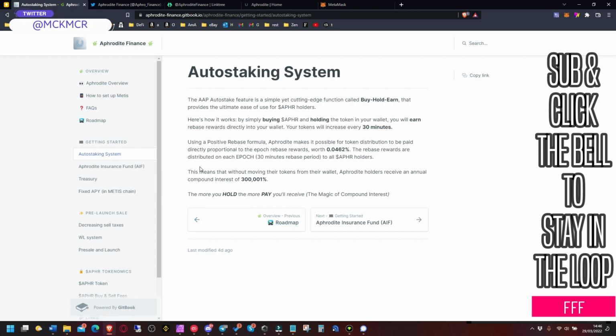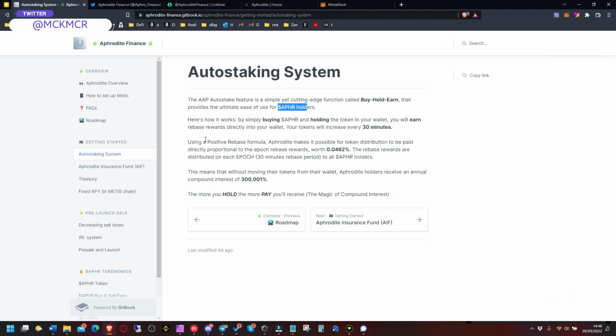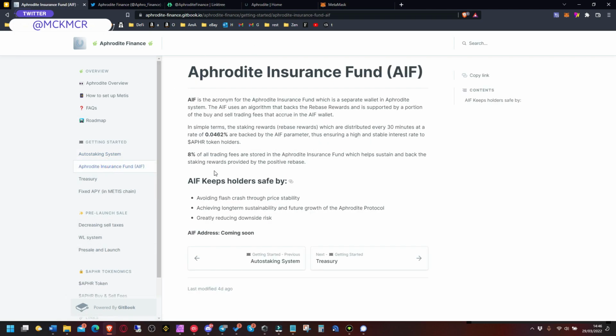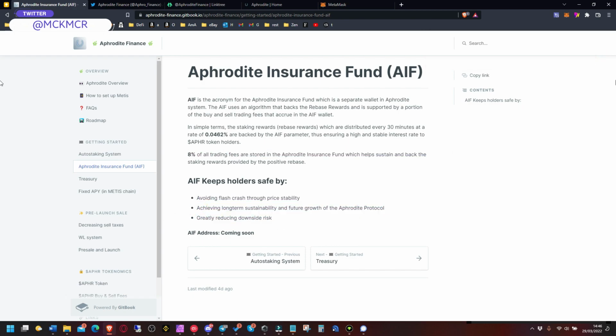And we've got the very simple system. You only have to buy the coin APHR, and that's it. You don't even have to stake it. You simply have to have it in your wallet. And the insurance fund is very cool as well. Every coin has the tax, so we have to set the slippage higher when you buy it, and from that tax, 8% of trading fees goes to the insurance fund that helps the price stability, long-term sustainability, and reduces the downside risk.